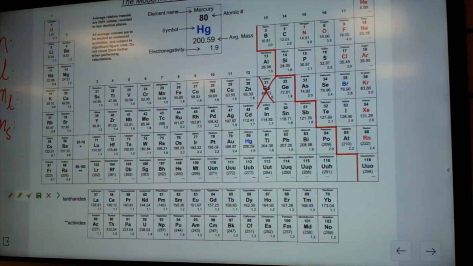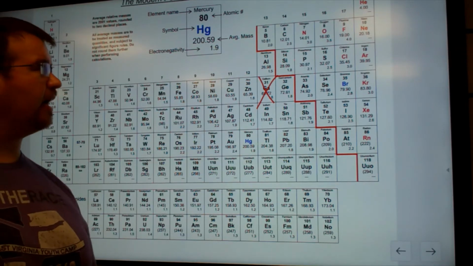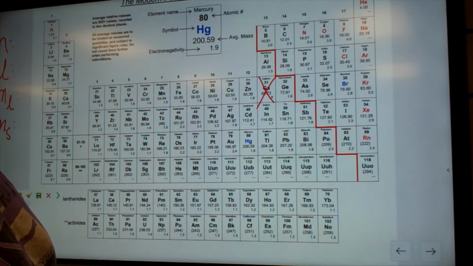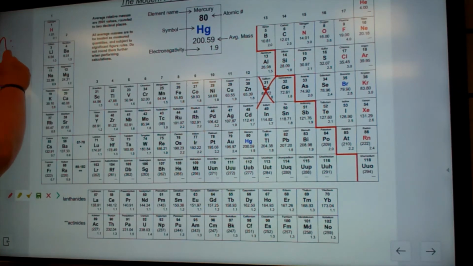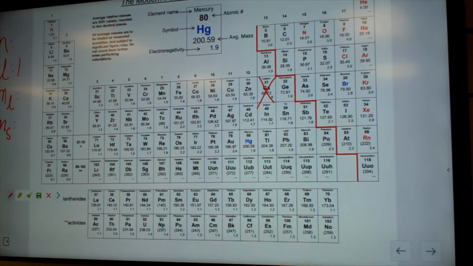So let's find the 4 quantum numbers for gallium. Gallium is in the P block. I know it's in the 13th column, that's in the P block, so that means L has to be what? You should be answering 1, because the P block is always 1 for L. So then from there, let's find N.